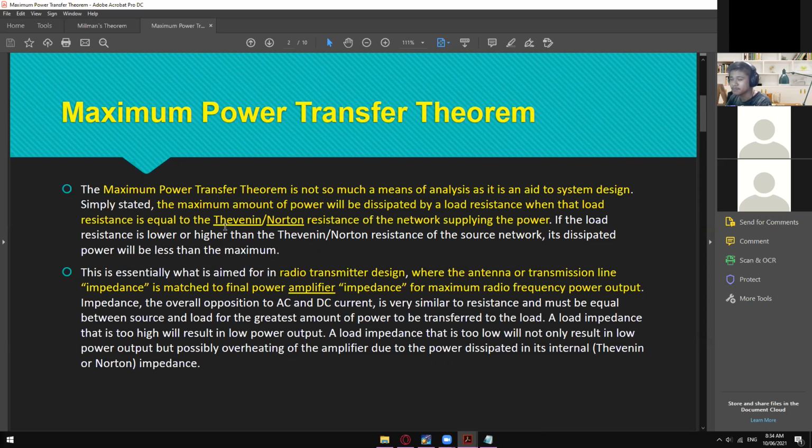So again, this will only be applicable if you know how to solve for the Thevenin's, and then once you have the Thevenin's equivalent voltage and resistance, then you can now apply the maximum power transfer theorem. Okay.